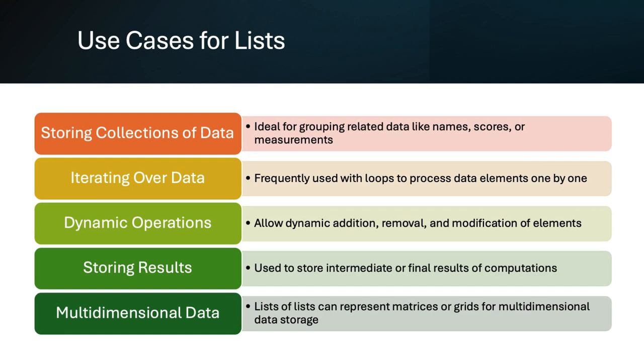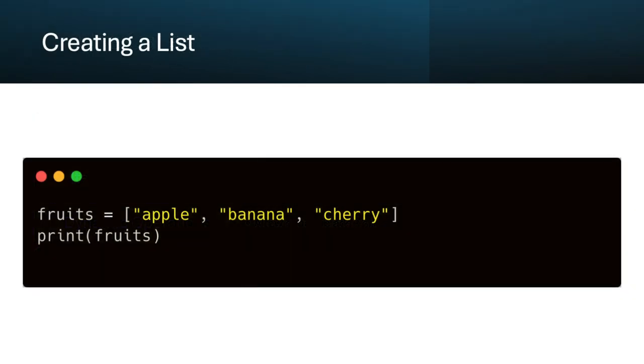Lists are versatile tools in data handling. They group related data, iterate over elements with loops, and allow dynamic operations. They store computation results and represent multidimensional data through lists of lists. Here's an example of how to create a list of fruits in Python.